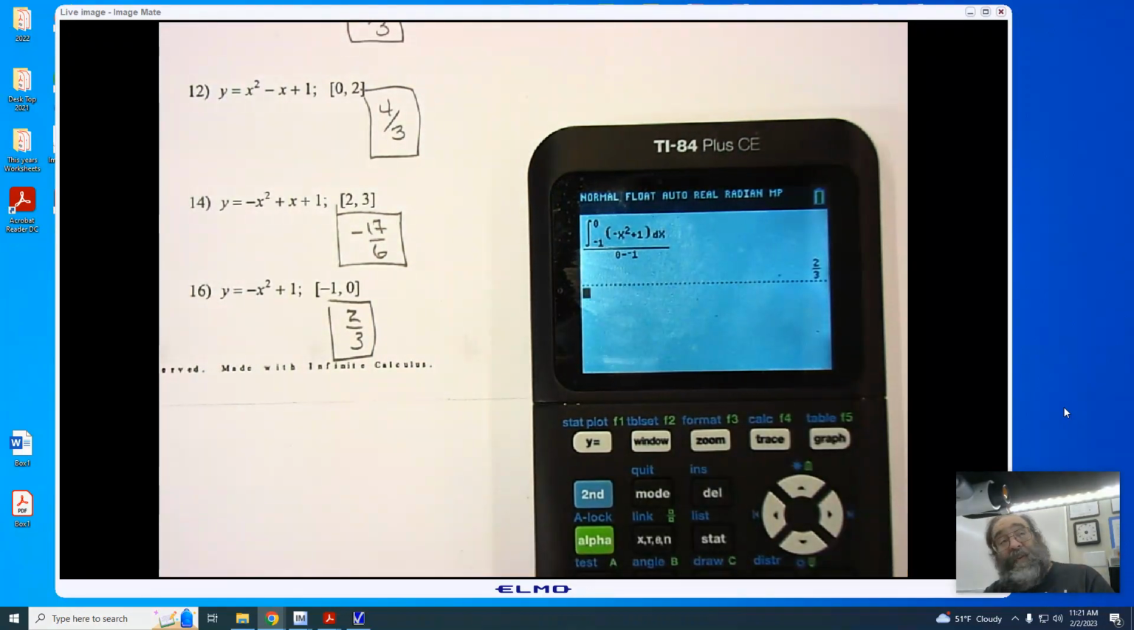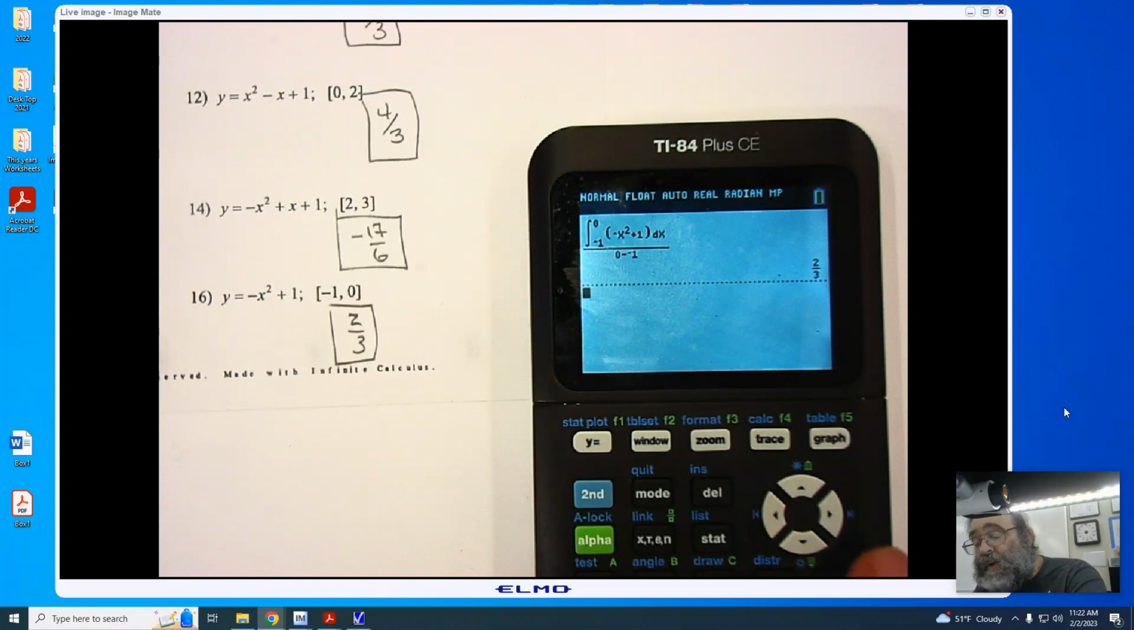And this was average value worksheet number 3, evens only.